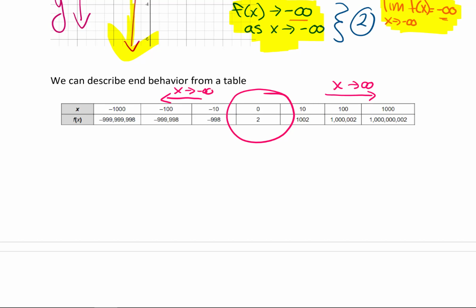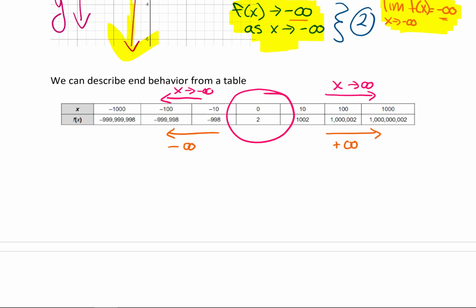So we're going to look at the y values from the table. On the left-hand side, the y values are getting exponentially smaller. So they're going towards negative infinity. And on the right-hand side, the y values are getting exponentially larger. So they're going towards positive infinity.